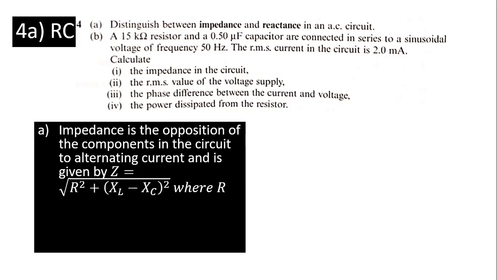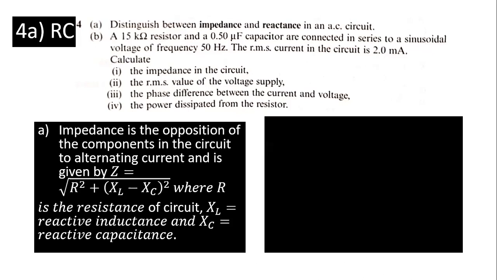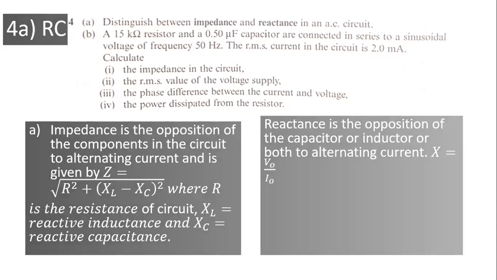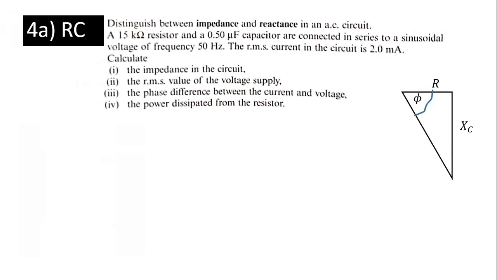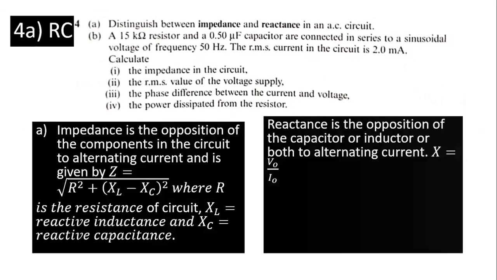So impedance is opposition of a component in the circuit to alternating current. You can write down the formula and tell what is R, XL, reactive inductance and reactive capacitance. And then reactance is opposition of capacitor or inductor or both to alternating current. Calculate: Z equals V naught over I naught. Okay with that?